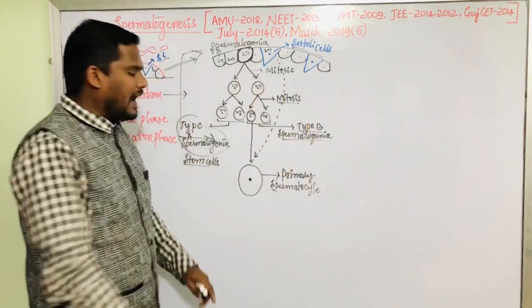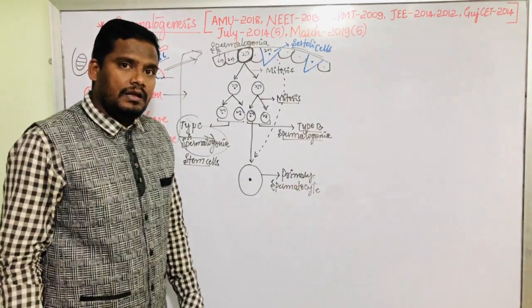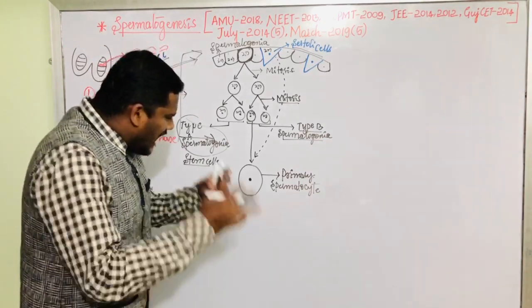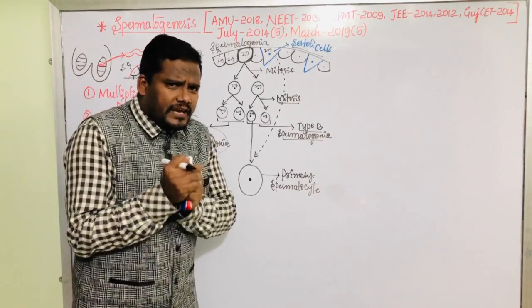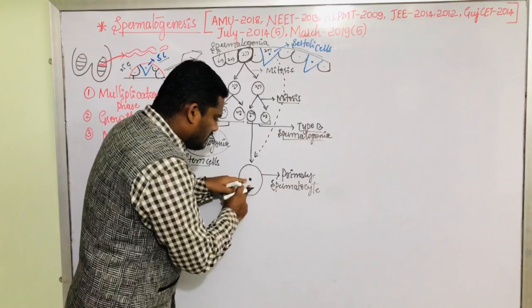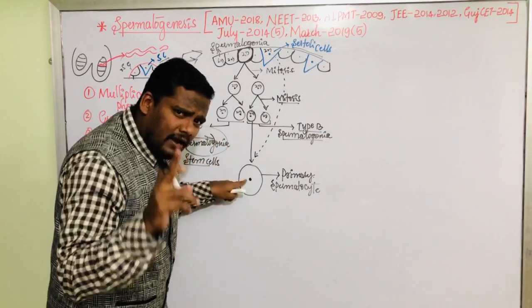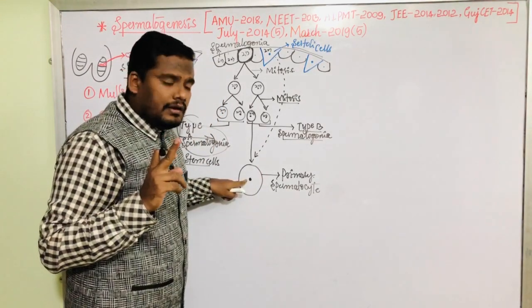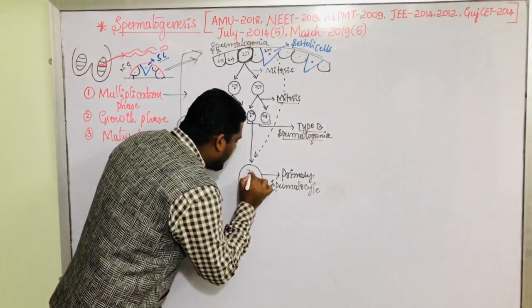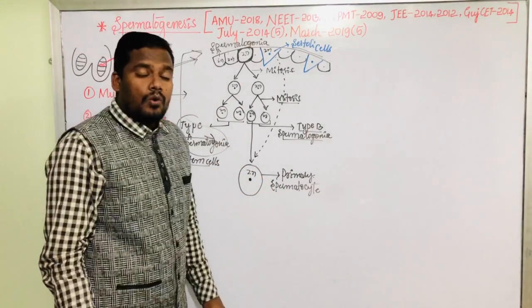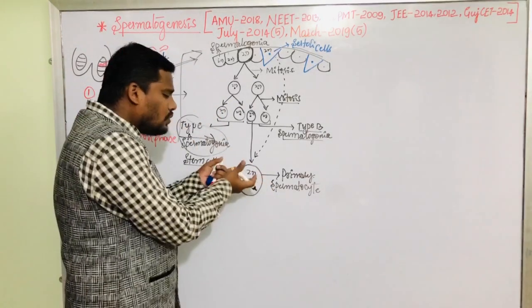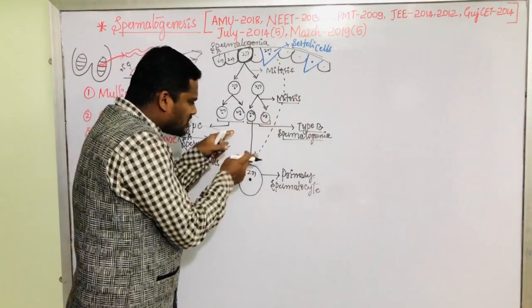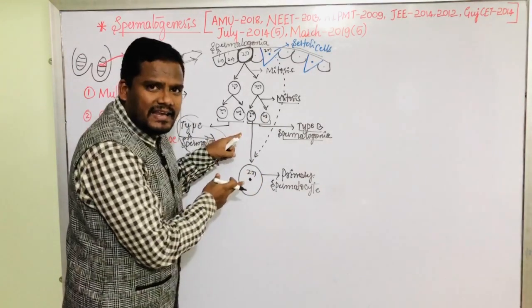It is called as primary spermatocyte. Here, if I ask you a very tricky question now: this cell, whether it is haploid or diploid? It remains diploid, my dear friends. Why? Because there is no reductional division taking place, only the size of the cell gets increased.